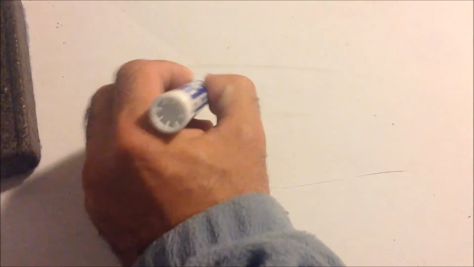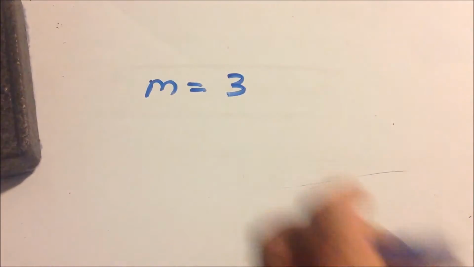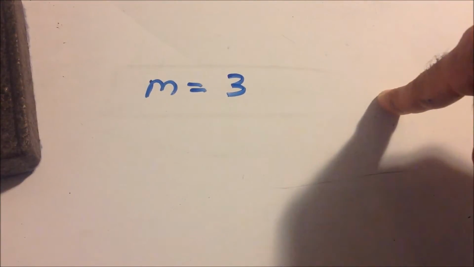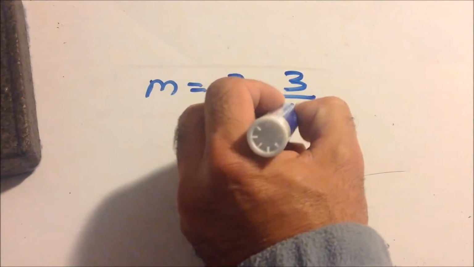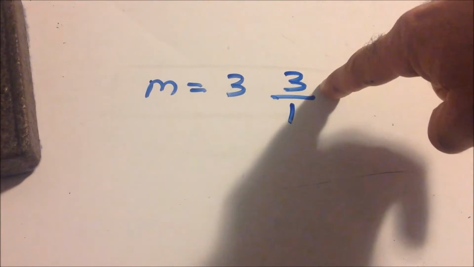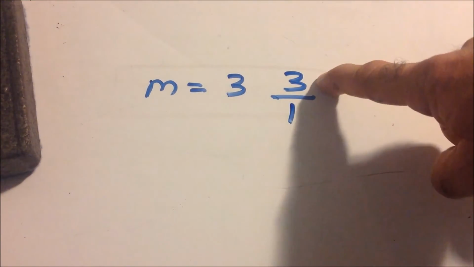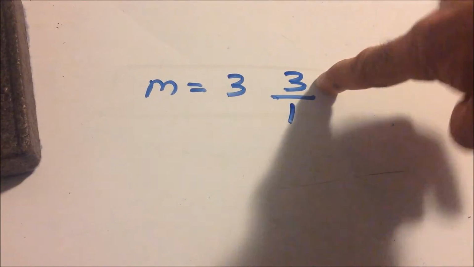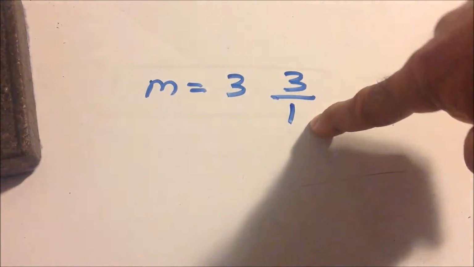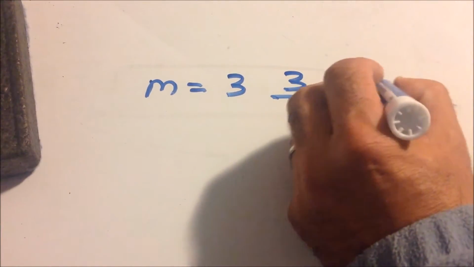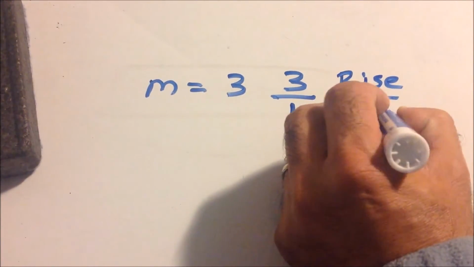Just so you understand slope, remember M is slope. So if the slope was 3, that means that it's going up 3 and over 1 all the time. It's 3 over 1. Remember, when we have whole numbers, we always put a 1 under it. So the y is going up 3 each time on the y-axis and over 1 on the x. We call this the rise over the run.